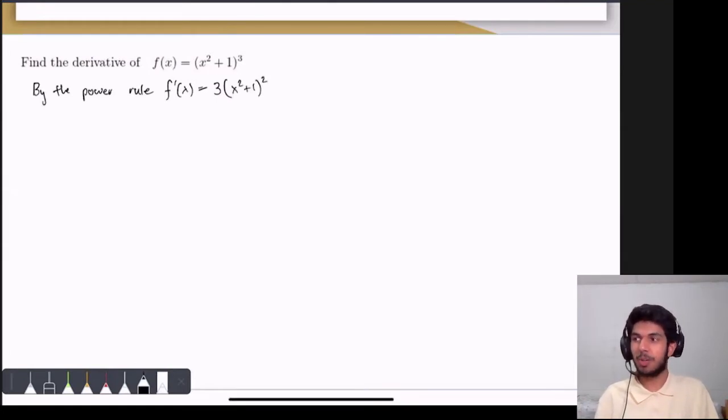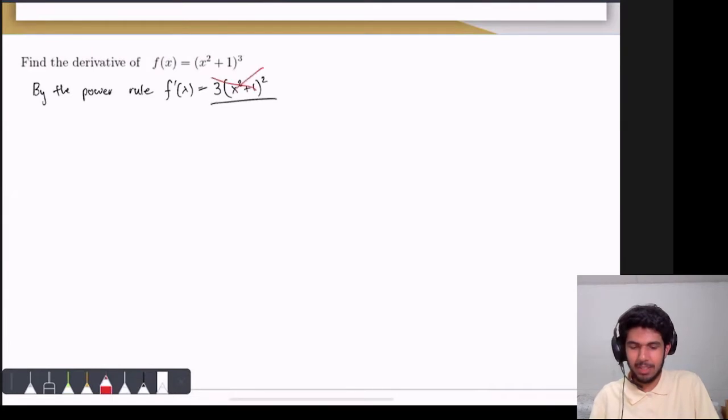The power rule worked when we were dealing with x. Like if it was x cubed in this case, it would work. But since we're dealing with a function, I suppose, well, I guess x is a function itself, in this case, it doesn't actually work. So yeah, this is the wrong answer. Let me just cross it out. So we have to use the chain rule instead.